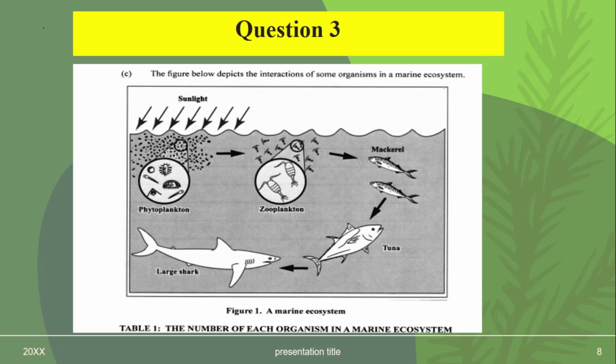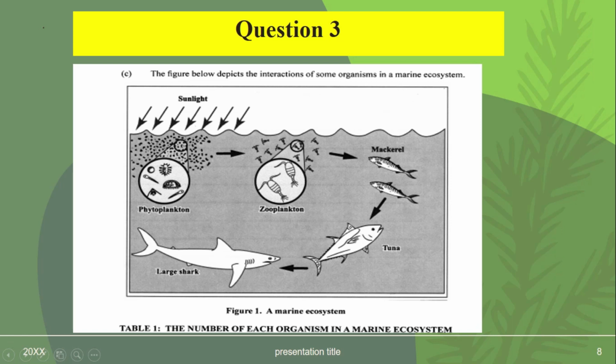It shows a diagram. So it says the figure below depicts the interaction of some organisms in an ecosystem, now a marine ecosystem. All right, so we have phytoplankton, zooplankton, mackerel, tuna, shark. So this is basically a food chain. So it starts with the phytoplankton.